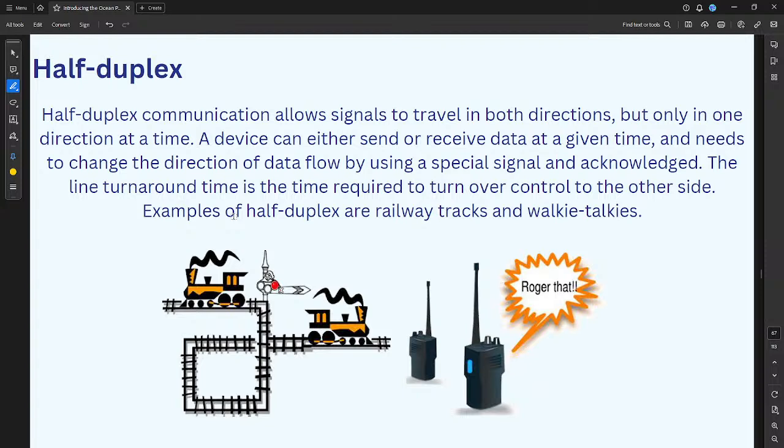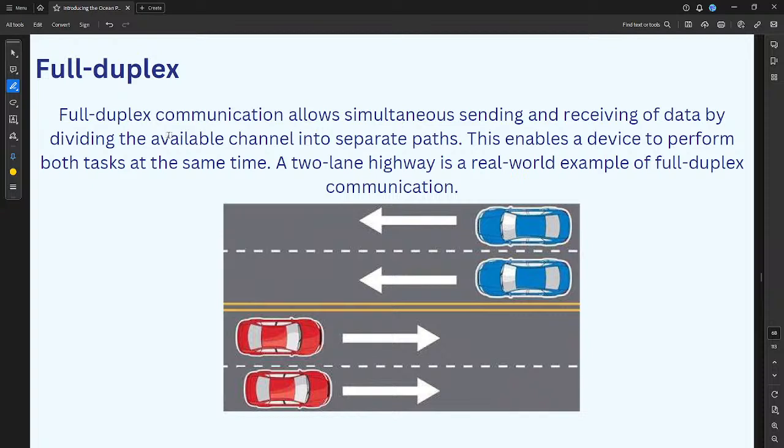So we have the half duplex. What the half duplex does is it allows signals to travel in both directions, but only in one direction at a time. So, for instance, when you hold a walkie-talkie and you say hello, the other person has to wait for you to finish, and then he responds by saying Roger and gives his message. The communication has to be one at a time, even though in half duplex, signals can travel in both directions.